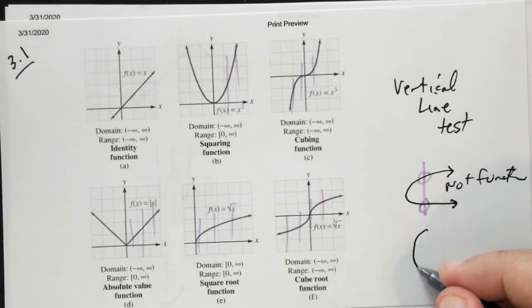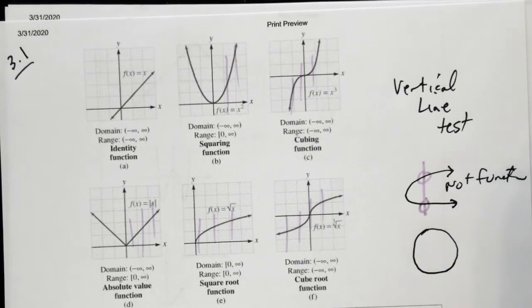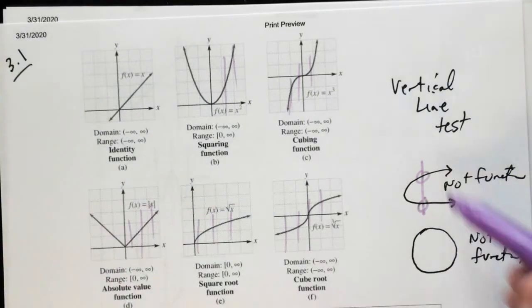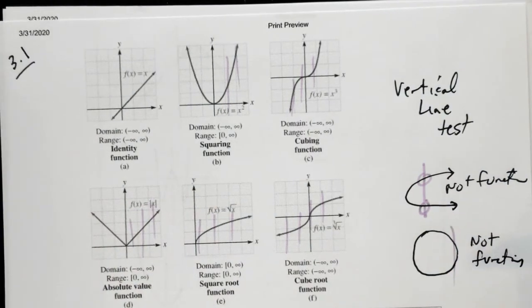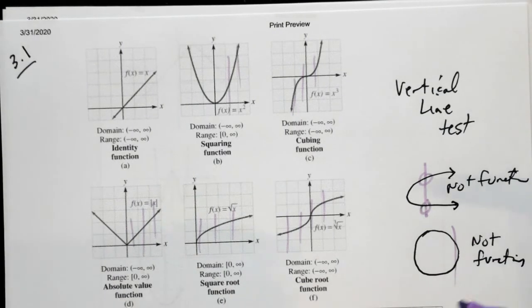So what about a circle? Function or not a function? Not a function. Because if I draw a vertical line, I touch twice. So anywhere I can touch twice using only a vertical line, and only one vertical line at a time, then it is not a function if it touches more than once. And those are the things we want to be able to handle.